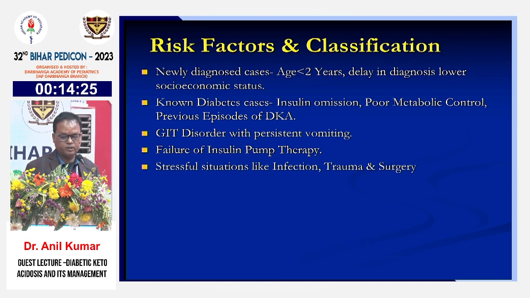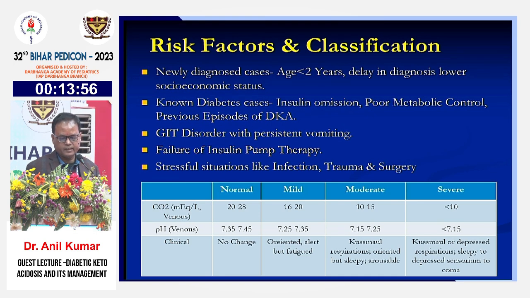GIT disorder with persistent vomiting: if a patient has a complaint of GIT disorder with persistent vomiting, this is one of the risk factors of DKA. Failure of insulin pump therapy: insulin pump therapy is very important in the treatment of diabetes, and if it fails, then there will be a chance of DKA. Stressful situations like infections, trauma, and surgery.